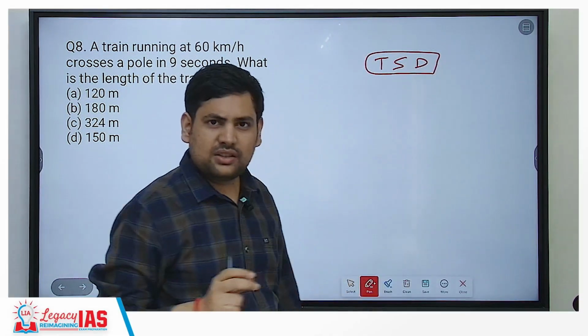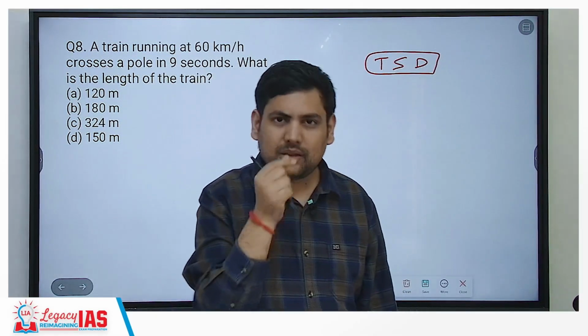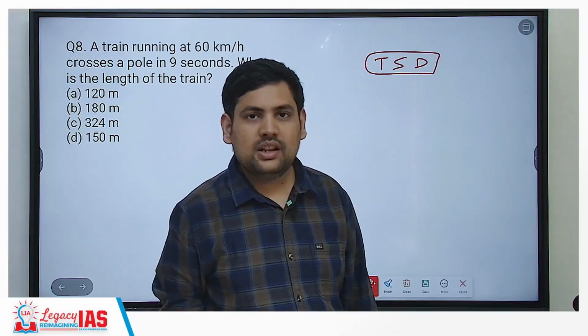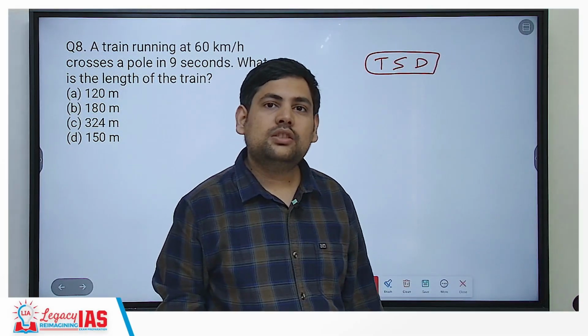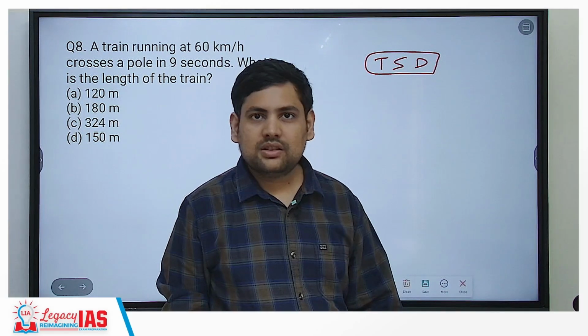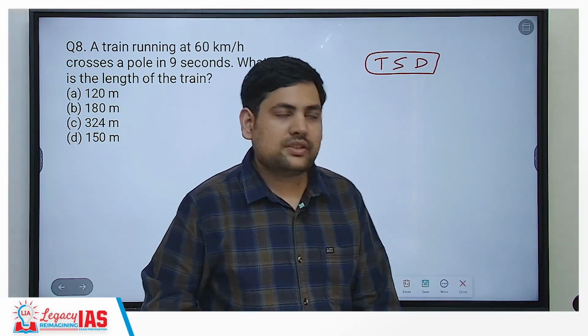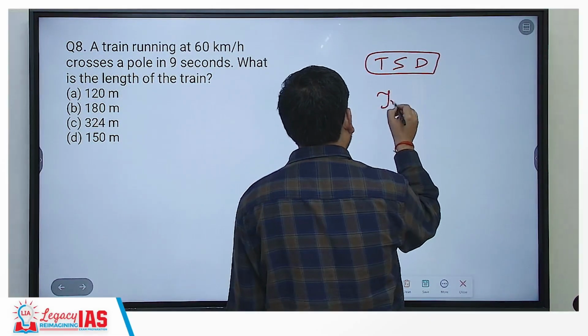In the initial ones, we had seen time, speed and distance, some basic concepts related to relative speed, some questions we did. Then we did some questions related to distance being constant. Then we did questions related to average speed. Now, today's topic is train problems.